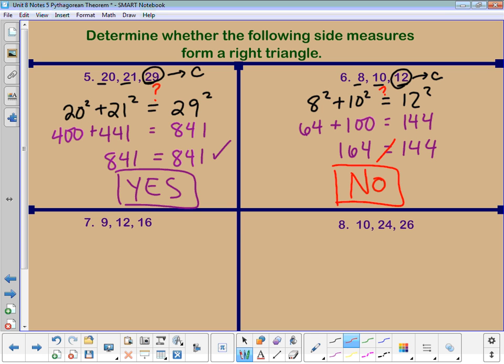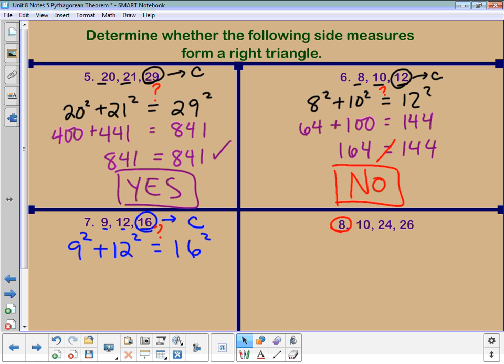I'm going to set up number 7 for you. In number 7, again, I'm looking for the longest side. 16 is it, so that has to be my C. So I start with 9 squared plus 12 squared equaling 16 squared. And again, we want to ask, is this true or not? I want you to finish that one on your own and see if you can also complete number 8. So finish off number 7 and try number 8 on your own.